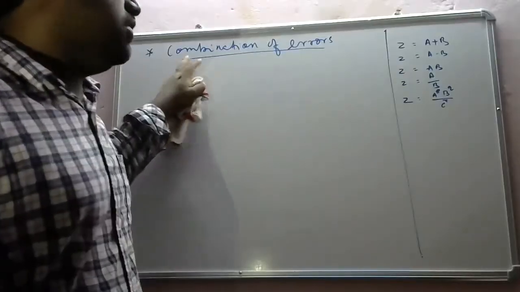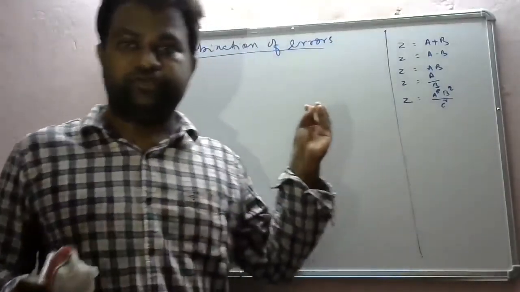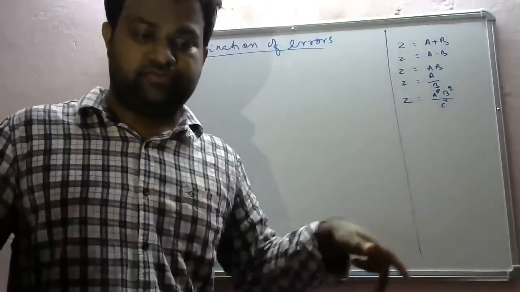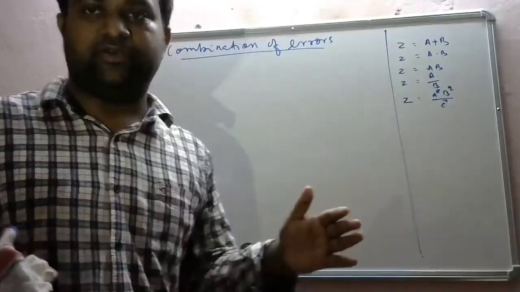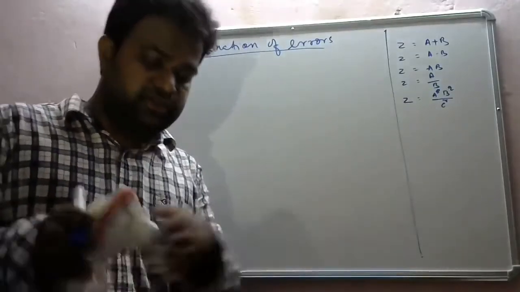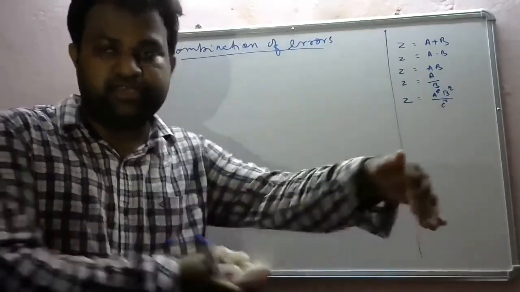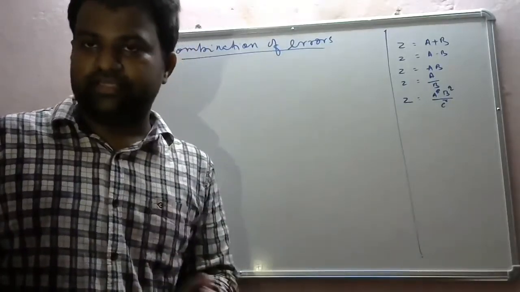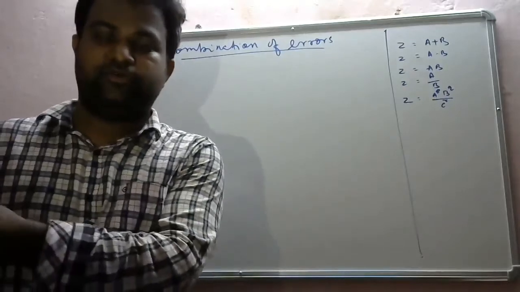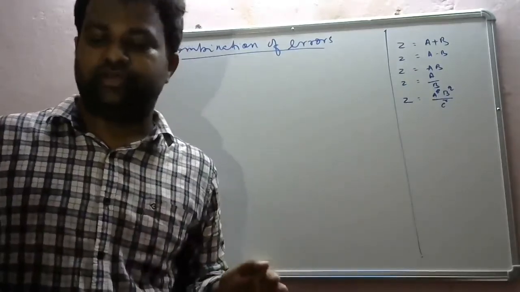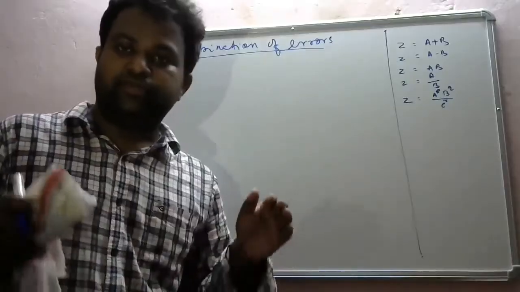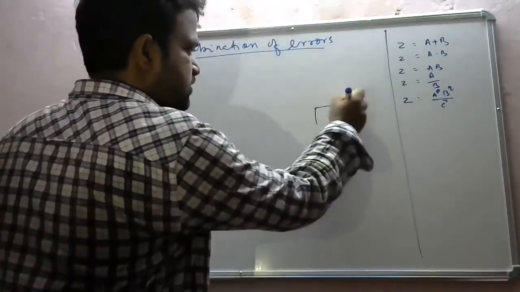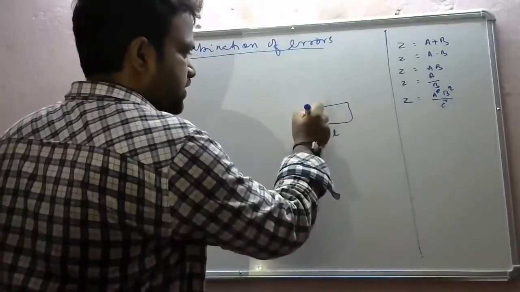So a combination of errors means that if two individual quantities are there, like suppose you are measuring the area of a rectangle or any object, then there is a length and breadth. Suppose you are measuring the breadth and you are getting some error in breadth, and you measured the length and you are getting some error, plus minus 0.1 centimeter, something like that. You got some error in length also. Then you are finding out the area. So definitely when you find out the area of this rectangle, you are finding length, you are finding breadth.